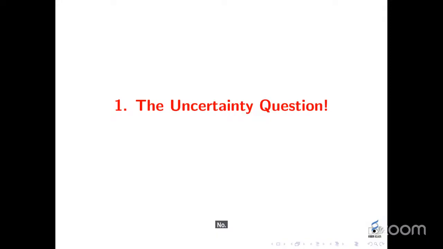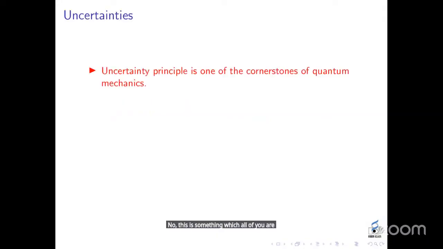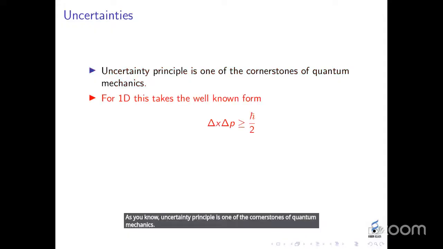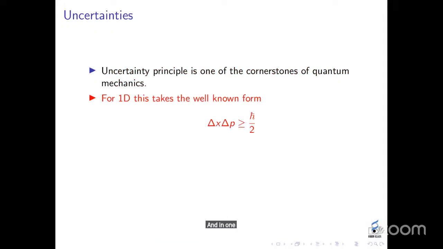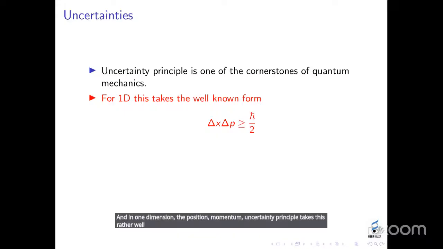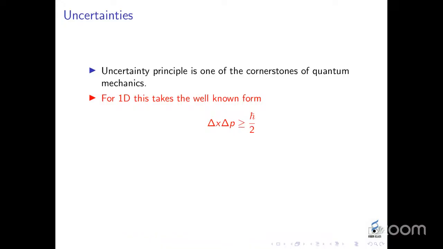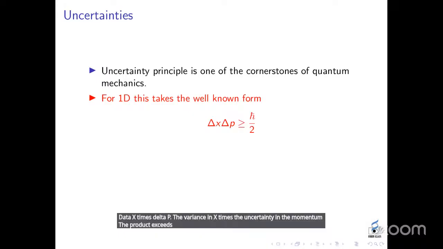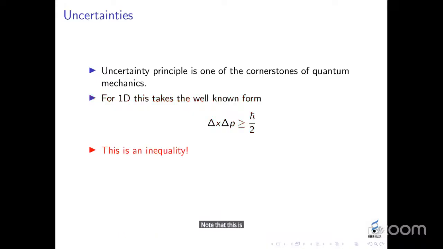principle. Now, this is something which all of you are definitely very familiar with. As you know, uncertainty principle is one of the cornerstones of quantum mechanics. And in one dimension, the position momentum uncertainty principle takes this rather well-known form. Delta x times delta p, the variance in x times the uncertainty in the momentum, the product exceeds h cross by 2. Note that this is an inequality.